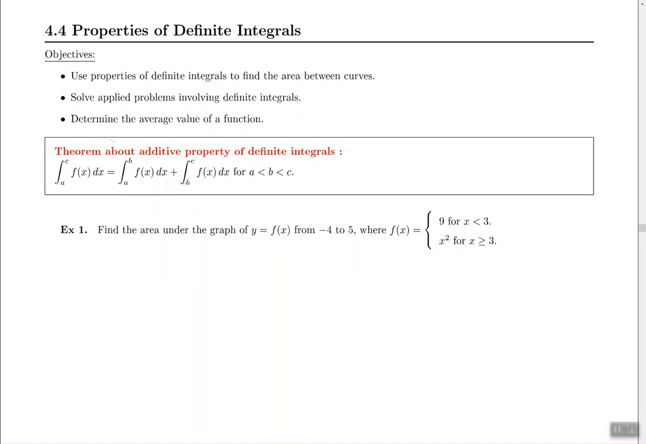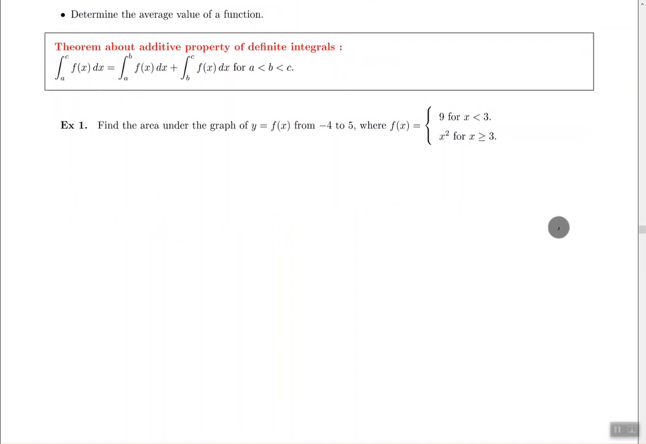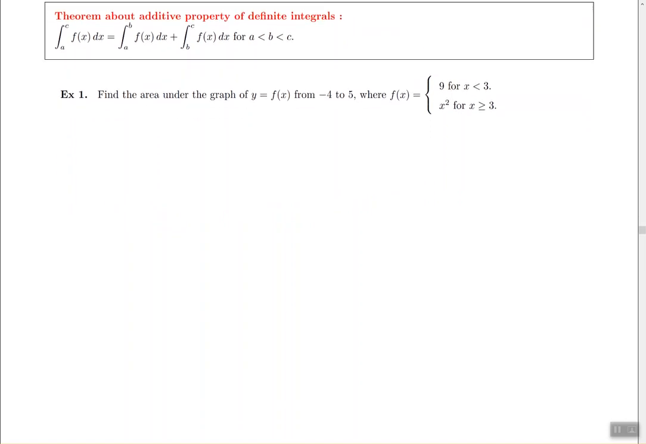As long as B is somewhere in the middle between A and C, you're fine. Why would we need this theorem? We need it for problems such as this one over here, where the function has different looks depending on where the x is. So let me go ahead and graph this problem, and we'll talk about what the graph is doing and why we need the additive property of definite integrals.